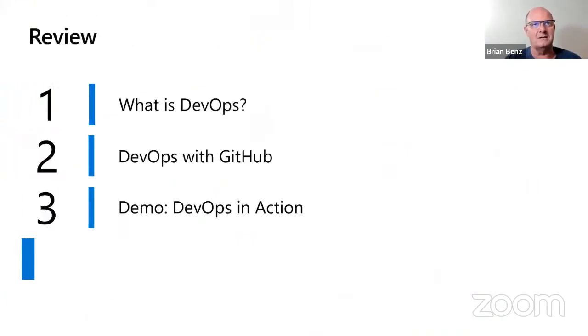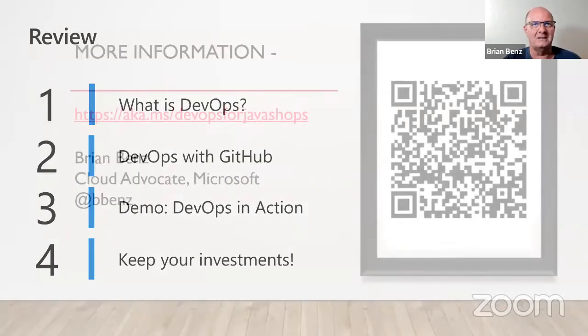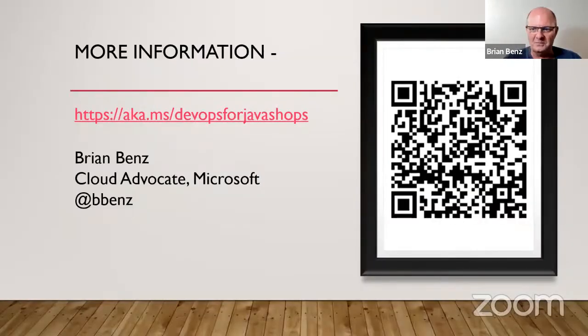And so I talked about what is DevOps. DevOps is GitHub. Showed you the long demo and showed you how you can keep your investments. And don't forget, you can find more info at DevOps for Java Shops. I'll take some questions if there are any. Don't be shy now.